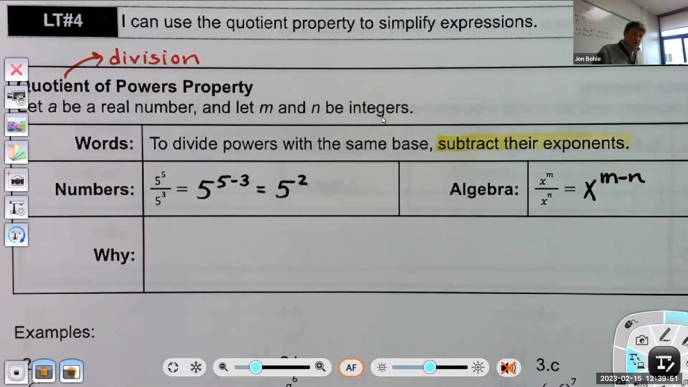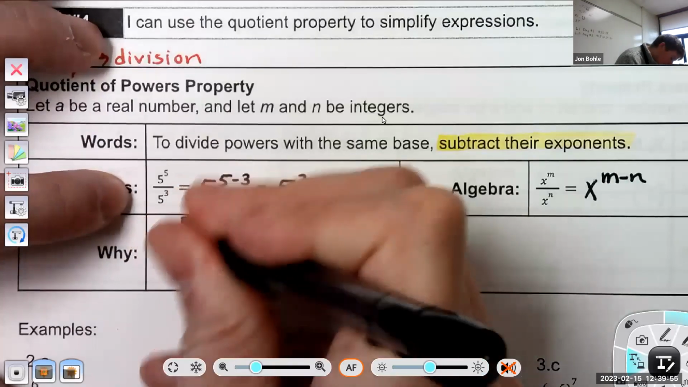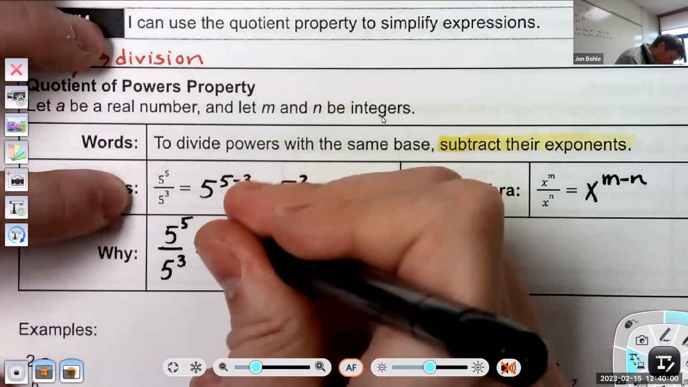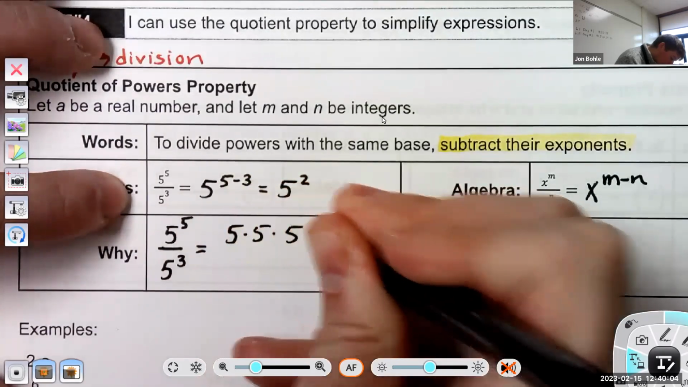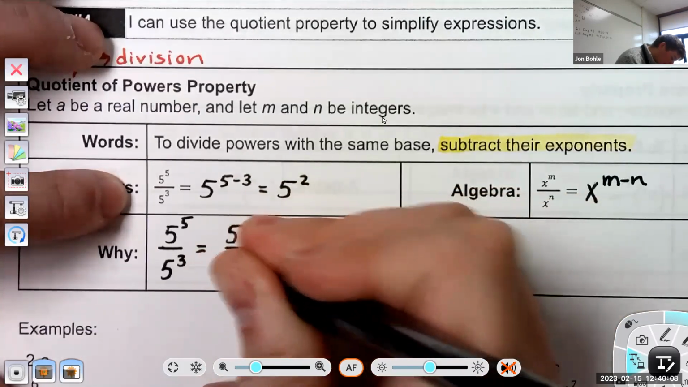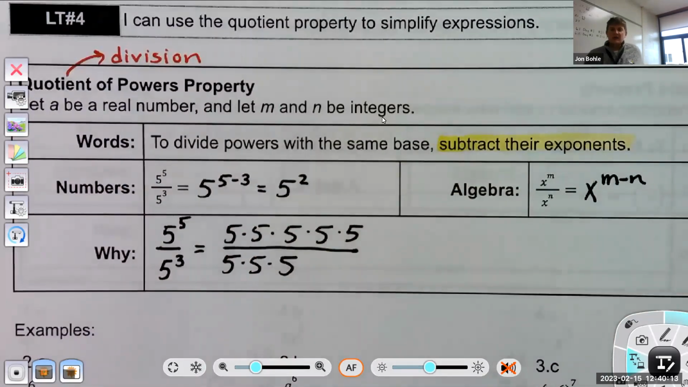Okay, so why does this work? Well, I can take 5 to the 5th, divide it by 5 to the 3rd, and 5 to the 5th is 5 5s multiplied by each other. 1, 2, 3, 4, 5 5s. 5 to the 3rd is 3 of them. So what is happening here?